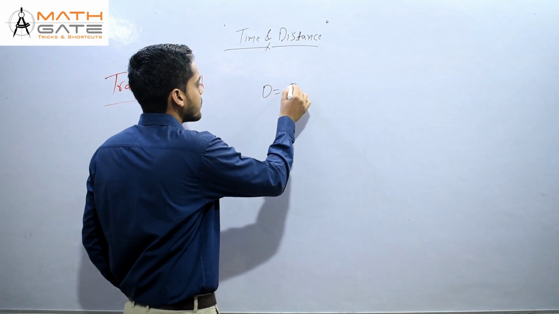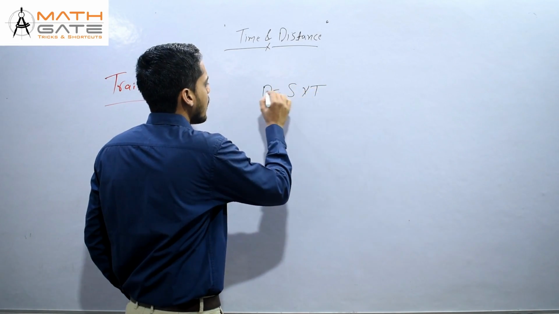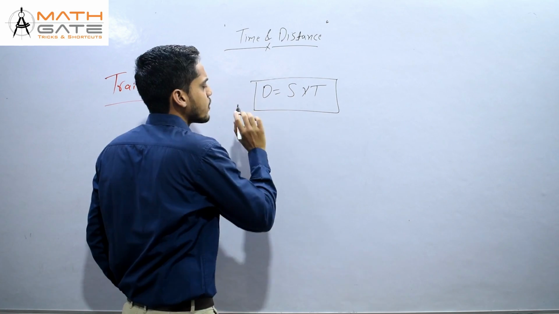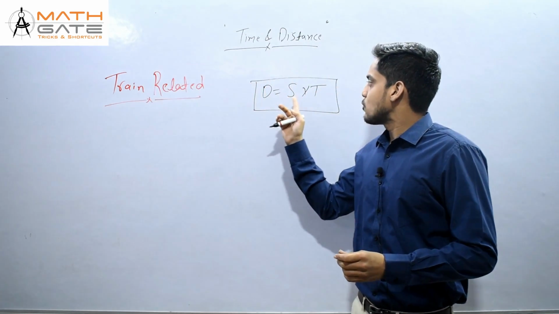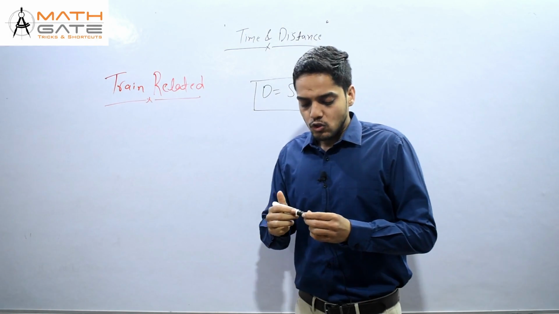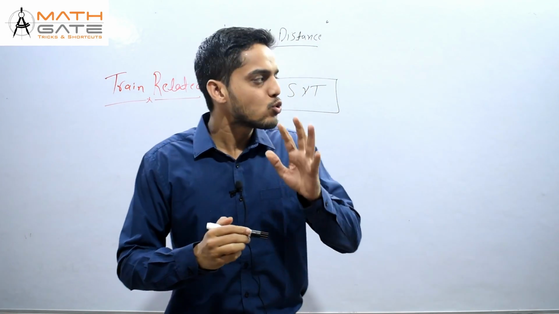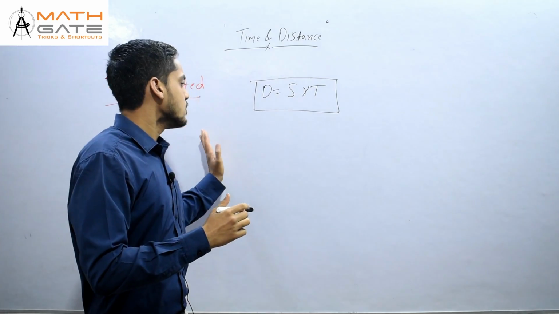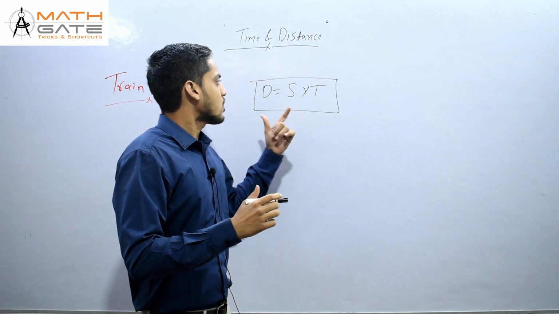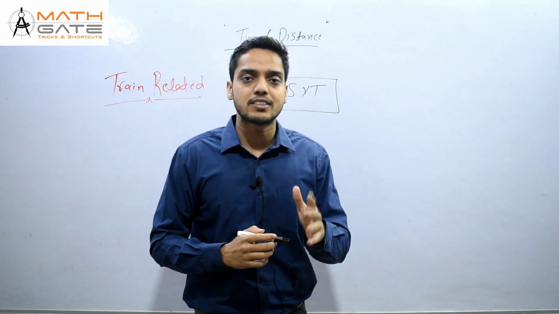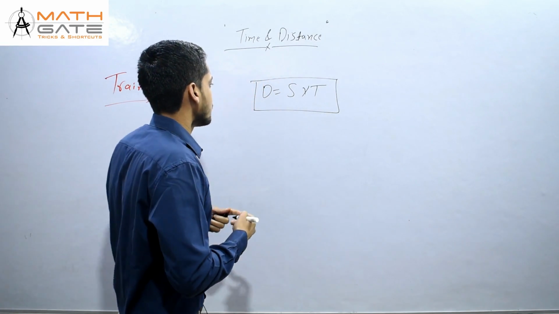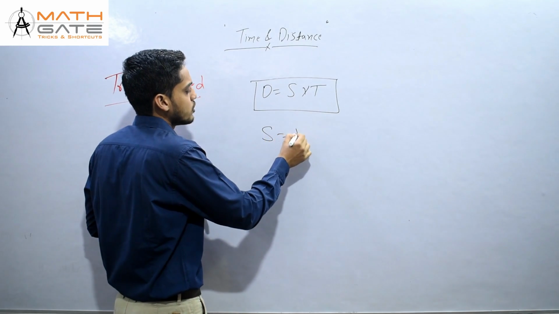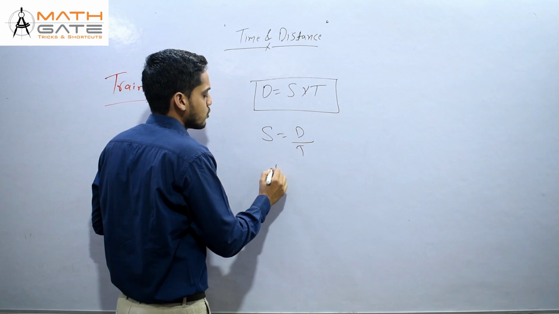Distance equal to speed into time. If you know this formula, you don't need to remember any trick or shortcut method. If we know distance equals speed into time, even if we know nothing else, we can attempt those questions easily and in very few seconds, with full concepts. So similarly, distance equal to speed into time. So I can say speed equal to distance upon time, and time equal to distance upon speed.